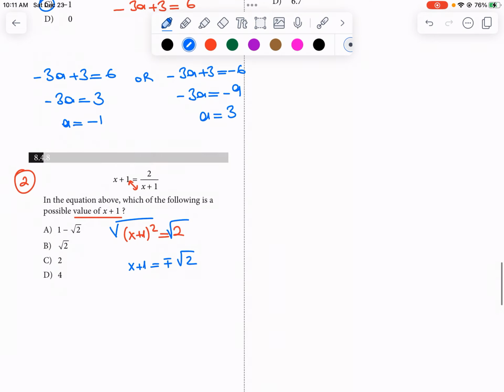Let us write the, guys, possible values of x + 1. x + 1 is going to be equal to the positive square root of 2, or x + 1 is going to be equal to the negative square root of 2. So we do not have the negative square root of 2 here in the answer choices. We have just the positive square root of 2. So the correct answer is going to be B. The question says find the possible values of x + 1, so it'll be, guys, the square root of 2, B.